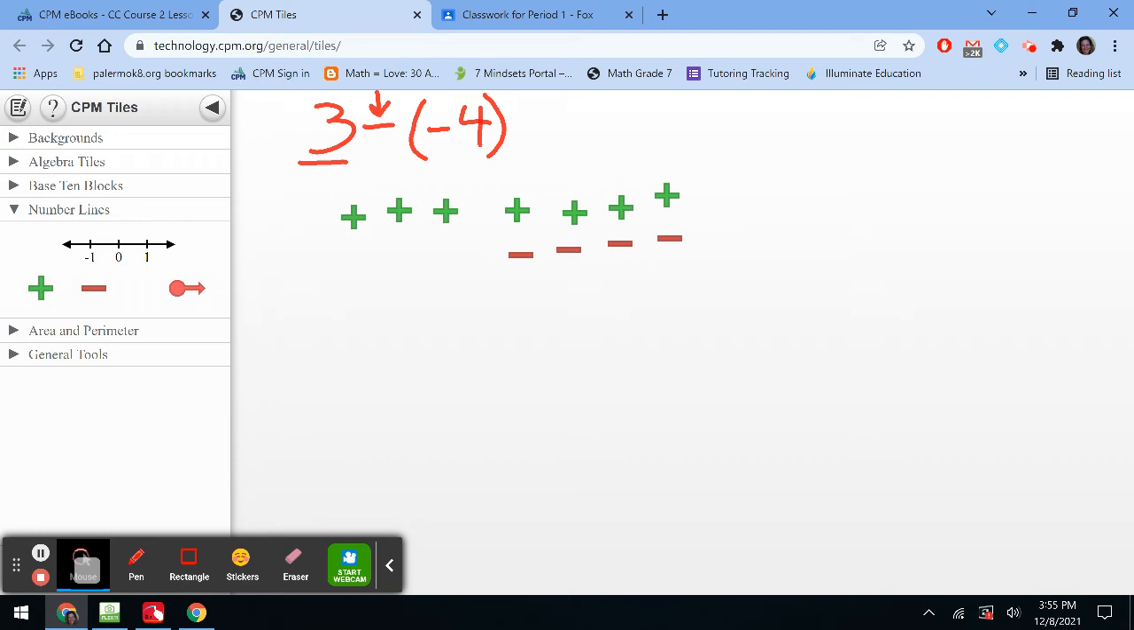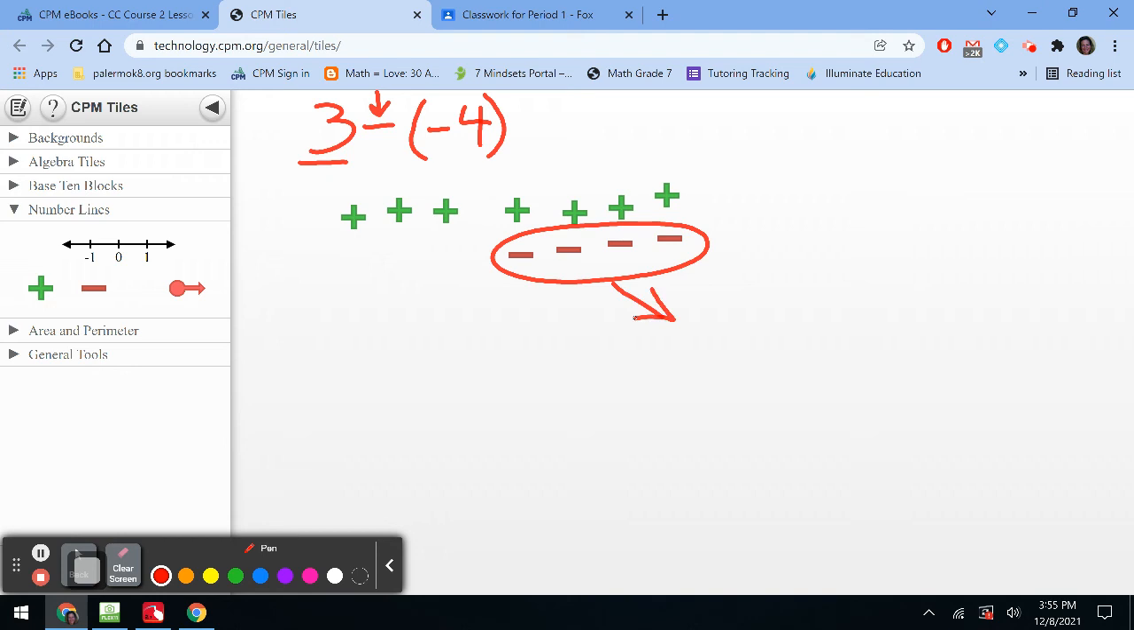I have 3 positives and 3 0 pairs. So I have 1 plus 1 plus 1 plus 0 plus 0 plus 0 plus 0. That's important to know. Now we're going to remove those 3 negatives. And we're left with a value of +7.